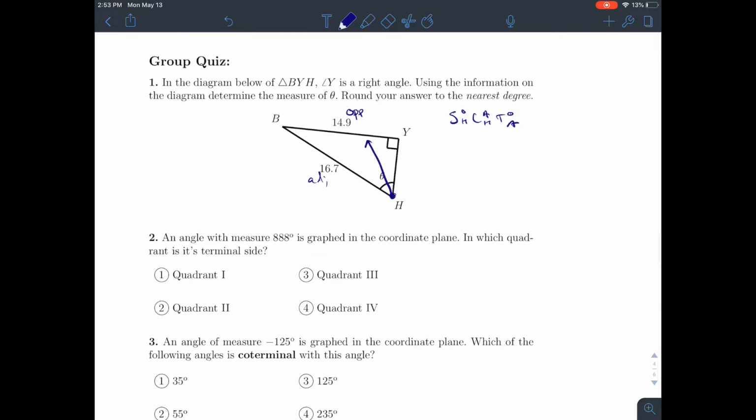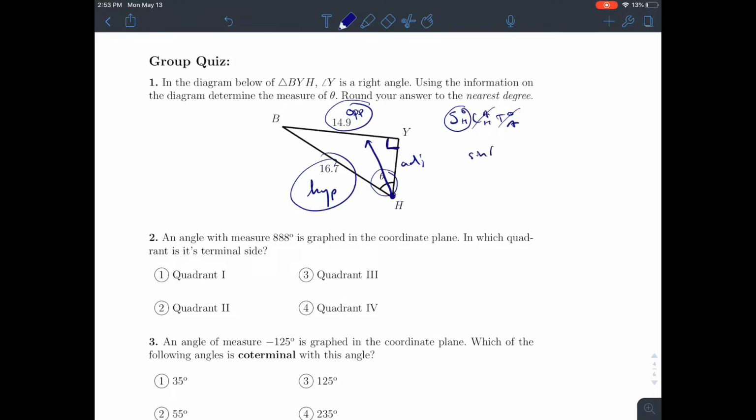Nope, that's not the adjacent. That was crazy. Still warming up. Hypotenuse, right? Because it's the longest side across from the right angle, and that would make this the adjacent. So seeing as we have information on the opposite, the hypotenuse, and our angle, we want to be using sine.